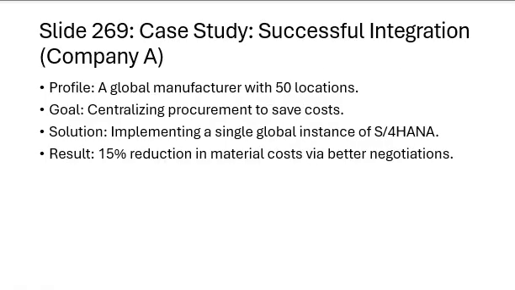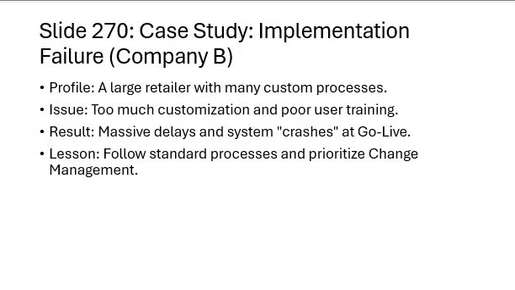Okay, case study. This is one of the case studies on successful integration. So company A, this is a global manufacturer with 50 locations. Okay, so the goal was centralizing the procurement to save costs. Solution, implemented a single global instance of S/4HANA. The results achieved a 15% reduction in material cost. So the integration provided improved negotiation power with suppliers globally.